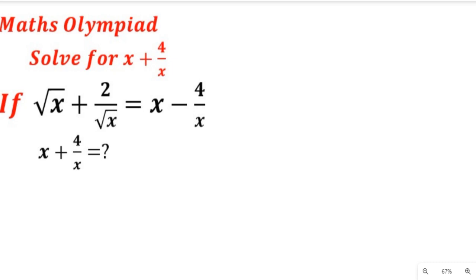In today's maths tutorial, we are going to solve for x plus 4 divided by x in this exponential equation: square root of x plus 2 divided by square root of x equals x minus 4 divided by x. We are asked to look for x plus 4 divided by x. This is going to take a lot of logical reasoning in order to solve this question, and we're going to see how to solve it as this video unfolds.